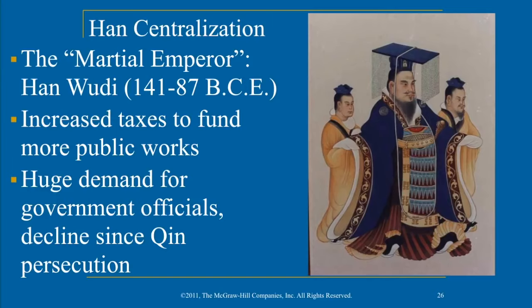There's a huge demand for government officials, a decline since the Qin persecution. Under the Qin, there wasn't a very big price tag or value attached to intellectuals. We talked about them being buried alive, their works burned, some of them exiled. Many of these government officials are needed because you need a centralized bureaucratic structure to support your society. But without an educated class to do this, like reading, writing, understanding how government works, having just a larger sense of who they are through education, you need to have a large demand for government officials to start doing those sorts of things so you can have a society work well.